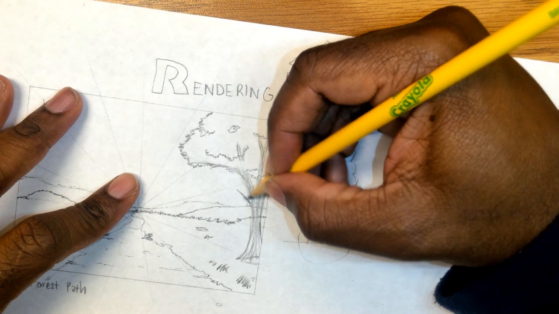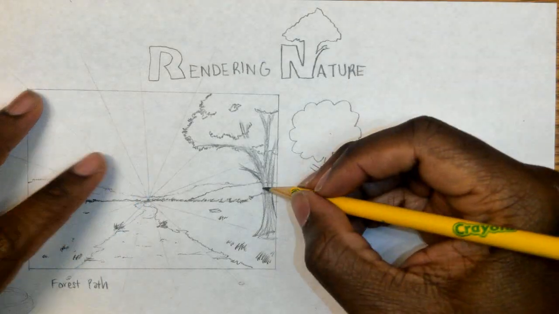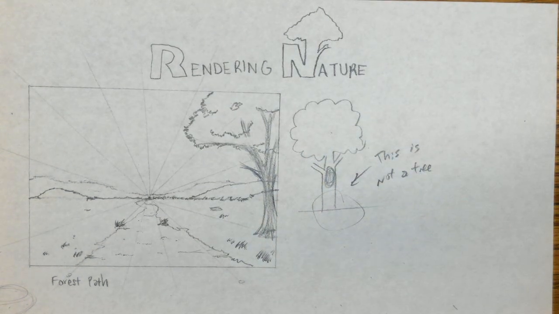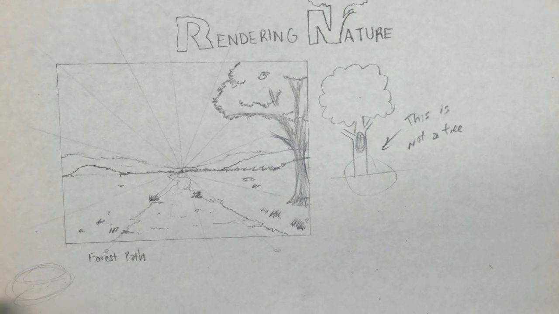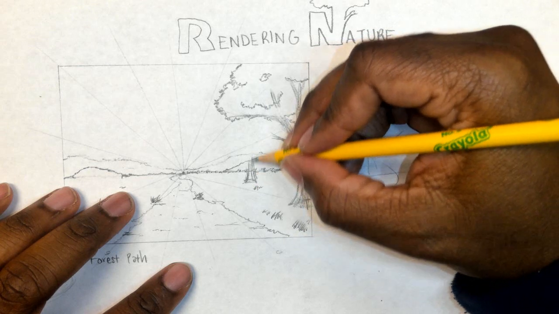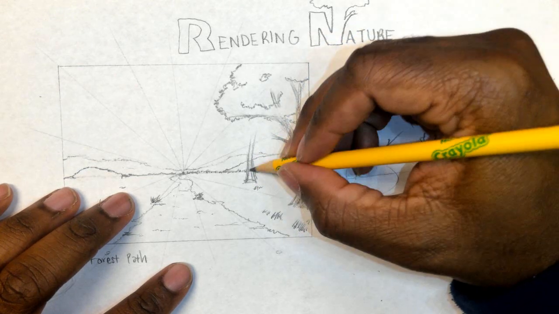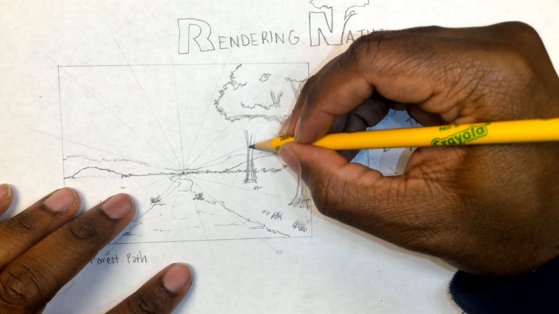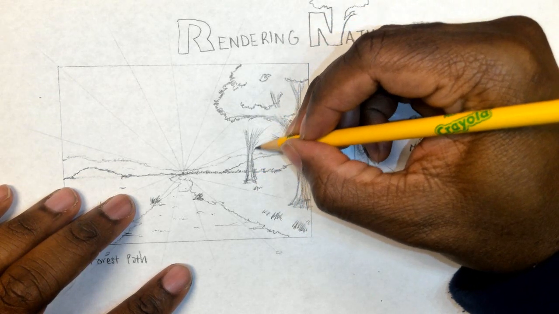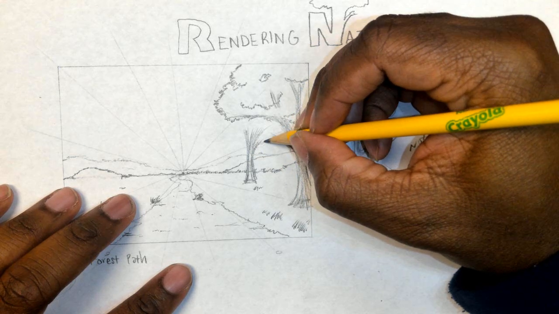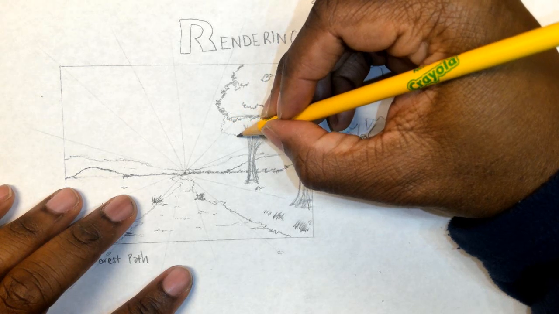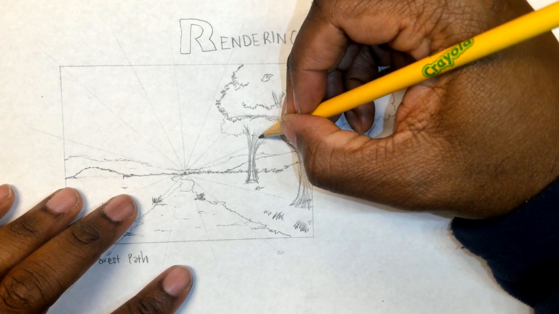Another thing to consider is that not every branch is going to have leaves. Like so. And the last thing is, do not make every tree the same. Even if they are of the same breed, they're not going to be the exact same. Some will have less leaves, some will have more of a left-leaning side, some right-leaning. More branches, fewer branches.